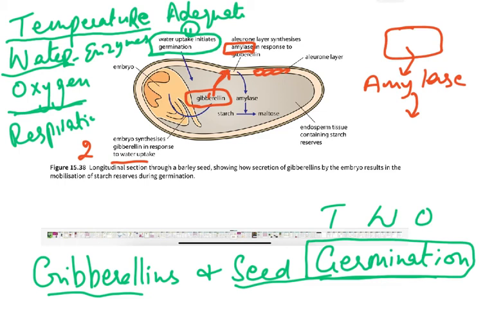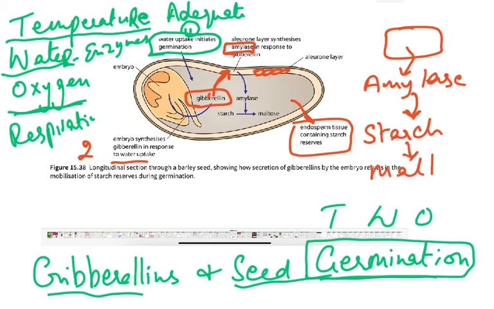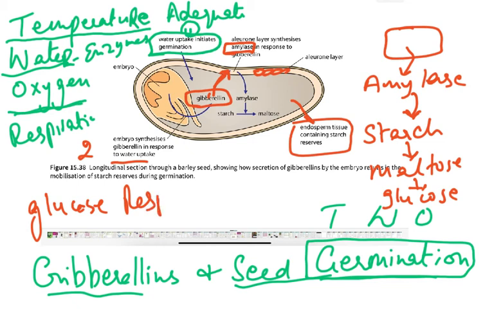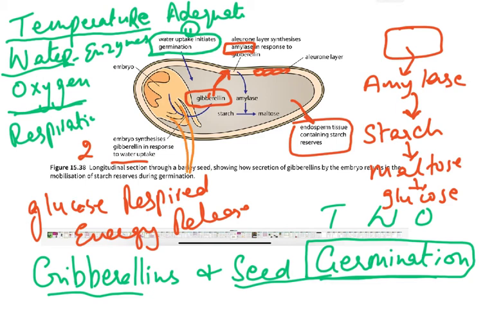So the endosperm tissue contains the starch reserve, this is the area where the endosperm is present here. So the amylase moves into the endosperm, and here of course you know starch is present. So the starch is going to be converted to maltose. Maltose to glucose. The glucose is going to be respired. Glucose respired, energy released. When the energy is released, of course, it's going to result in the growth of the radicle. The radicle is going to grow down and the plumule is going to grow up. And then it's going to develop into the shoot.